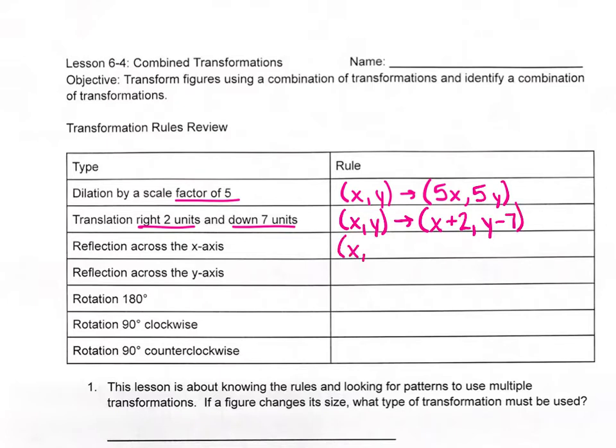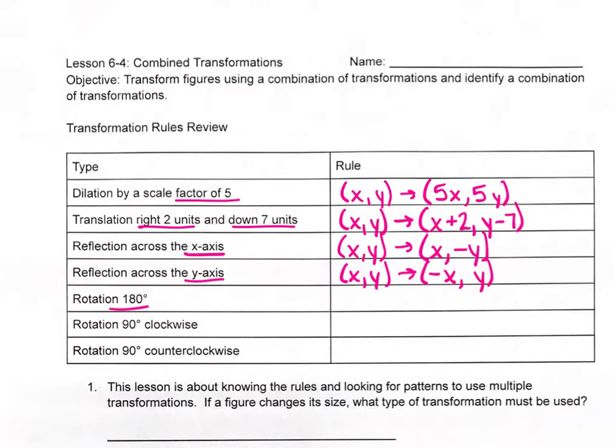The next rule is a reflection. If we reflect across the x-axis, then the x stays the same and the y value changes to the opposite, which makes sense because when we flip across the x-axis, it flips upside down, so the y changes its sign. Reflection across the y-axis is where y stays the same, but x changes its sign.